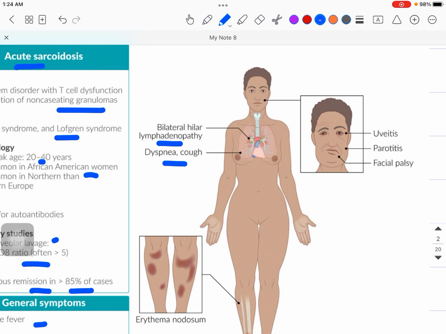Now as far as the face is concerned, in the eyes it can cause uveitis, inflammation of your uvea, right? Choroid, ciliary body and the iris. Inflammation of the parotid gland, and involvement of the seventh nerve, that is the facial nerve, and due to that it will cause facial palsy, right? These are some of the symptoms which can be seen in acute sarcoidosis.